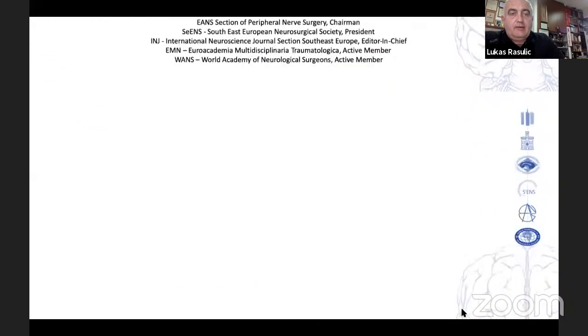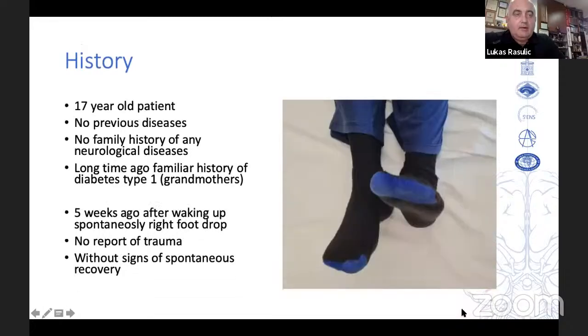The patient was admitted to our hospital last Friday for a foot drop without, let's say, a clear reason. It's a 17-year-old patient, no previous diseases, no family history of any neurological diseases. Long ago, a family history of type 1 diabetes. Both grandmothers have some type of diabetes, but the parents do not. And 5 weeks ago, after waking up, spontaneously, right foot drop. No report of trauma, without signs of spontaneous recovery.